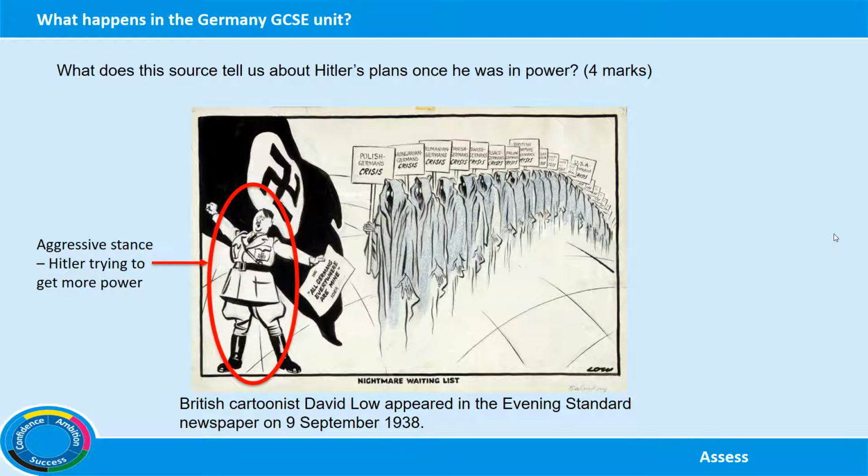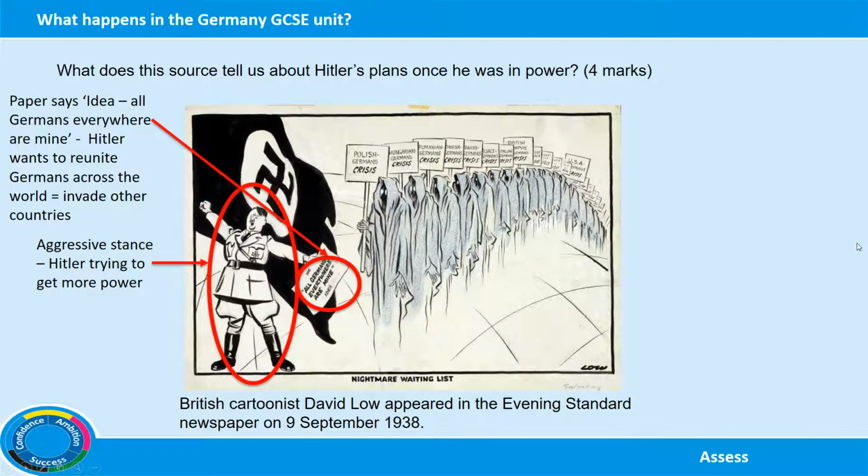We've got Hitler on the left in front of a Nazi flag, waving a sheet of paper marked "Idea". On the sheet of paper, it says, "All Germans everywhere are mine." Hitler is in quite an aggressive, confident stance, and we can infer from this that Hitler is trying to get more power. The paper which says, "Idea, all Germans everywhere are mine," we can link into Hitler's idea that he wants to reunite Germans across the world.